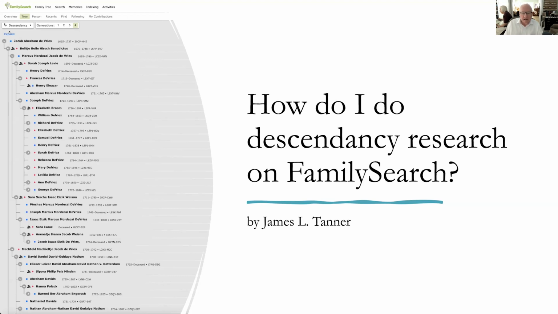There might have been a tiny bit of confusion this past week because of what was posted, which was kind of ambiguous, but we are talking this week about how do I do descendancy research on FamilySearch. And it's going to be a little bit personalized as to how I do it, but I would think that most of the things that I do are applicable.